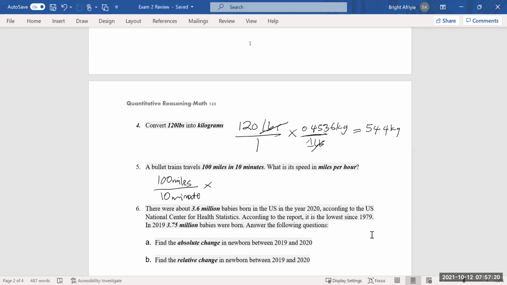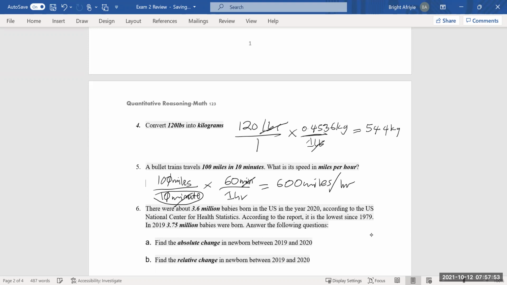So our goal here is to change 10 minutes into hours. Is that okay? So we know that 60 minutes is an hour. So we're going to multiply that by that. Now minutes will take care of minutes. And our answer, we know that this will take care of that. So what do we have? We have 600 miles per hour.